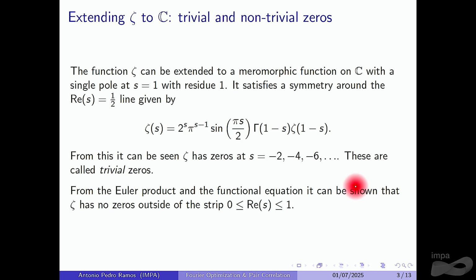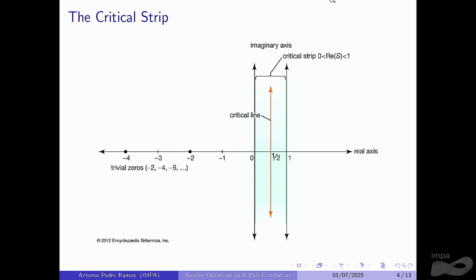And another consequence of the functional equation and also the Euler product representation is that the zeta function cannot have other zeros outside of the strip between real part of s equal to 0 and 1. And so here is a picture to illustrate what I've been saying. You have the trivial zeros at the negative even integers. You have the critical strip. It's bounded here by real part of s equals 0 and real part of s equals 1. And in the middle here, you have the critical line.